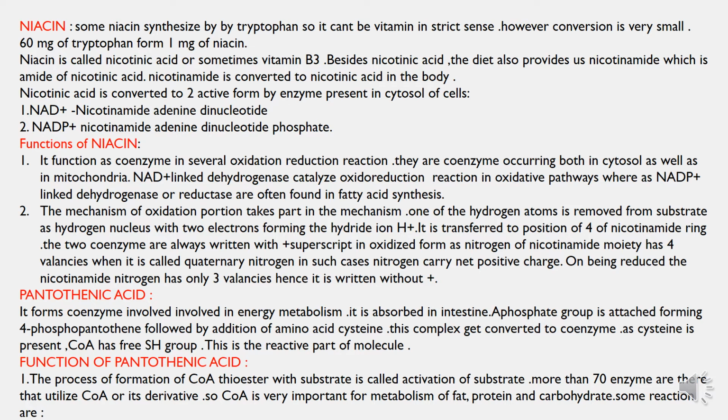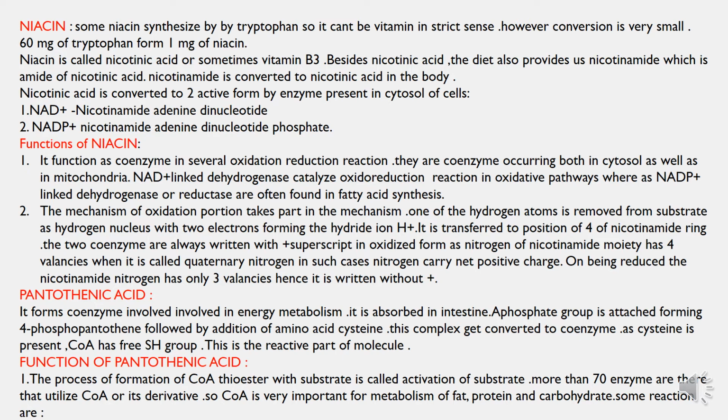The two coenzymes are always written with a superscript plus in the oxidized form, as the nitrogen of the nicotinamide moiety has 4 valencies. It is called quaternary nitrogen, and in such cases the nitrogen carries a net positive charge. On being reduced, the nicotinamide nitrogen has 3 valencies, hence it is written without the plus.